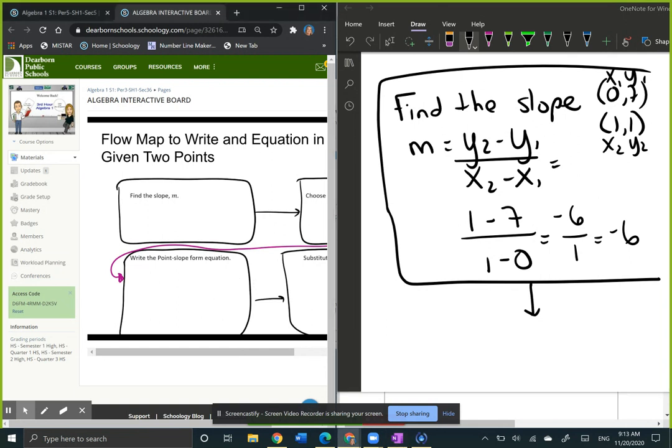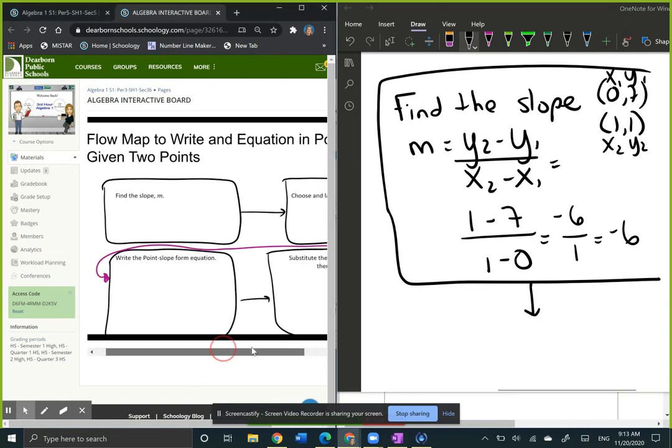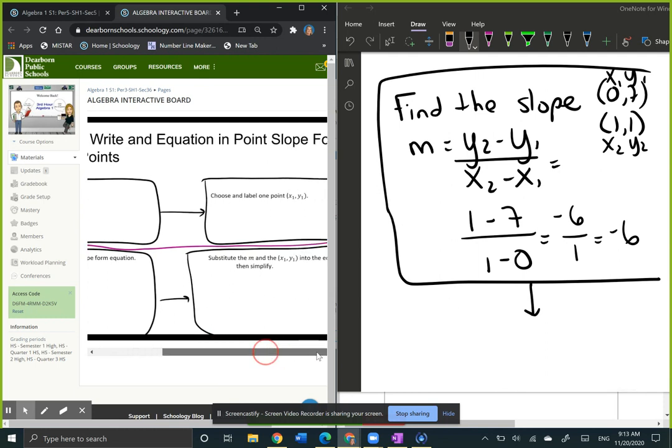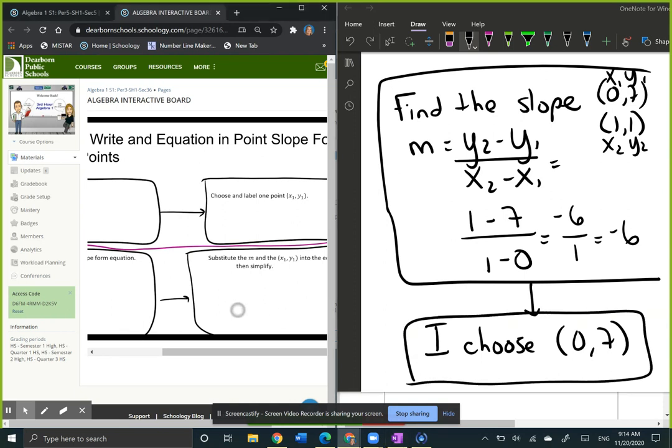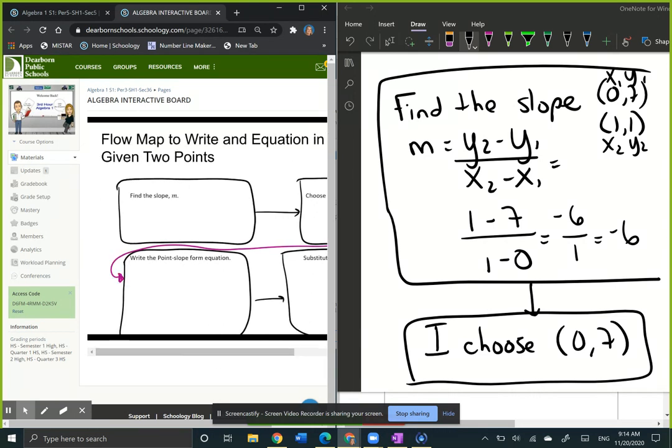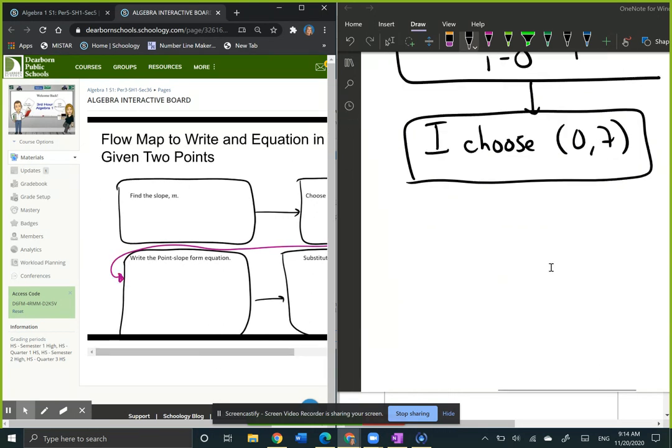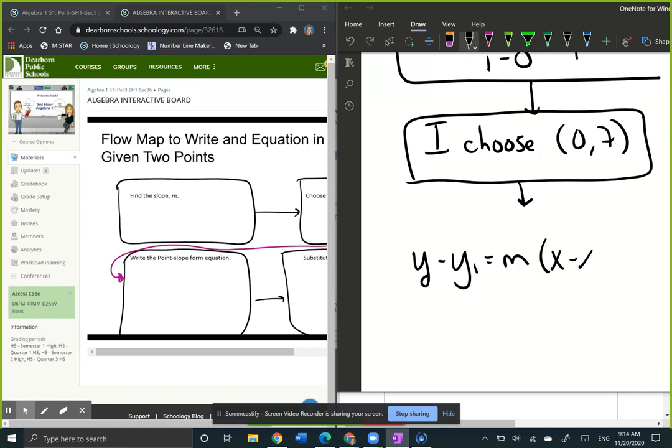All right. So the next thing on my flow map right here is choose and label 1 point. So let's choose 1, 1. No, let me choose 0, 7, because that's a point that we all should have the same. Write the point slope form equation. So point slope form is y minus y sub 1 is equal to m times x minus x sub 1.